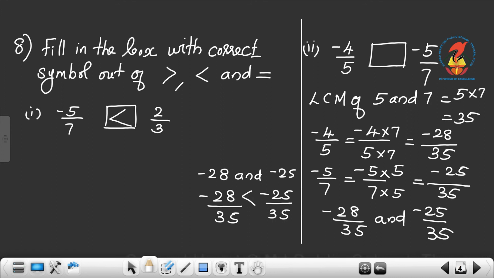And negative 28 by 35 represents the rational number negative 4 by 5. So negative 4 by 5 is less than negative 5 by 7, or negative 5 by 7 is the bigger one. So we can put the symbol: negative 4 by 5 is less than negative 5 by 7.